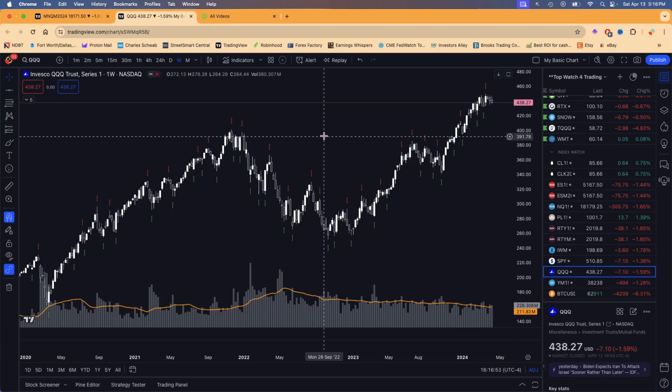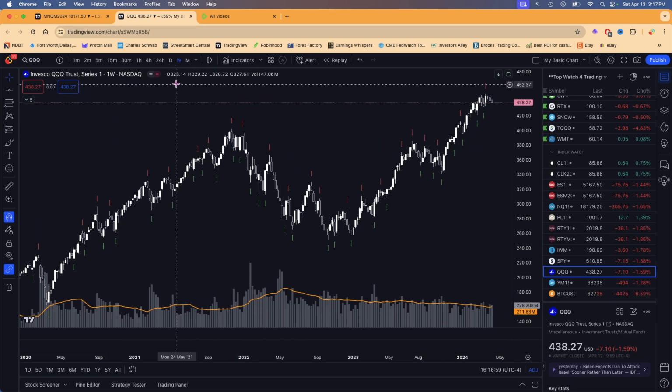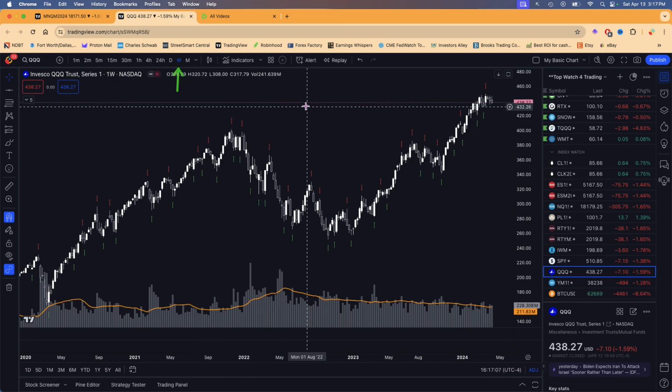I blanked my chart. I removed all drawings. I just have price action here. And right now we're on a weekly chart. That's what our start is, with the week.